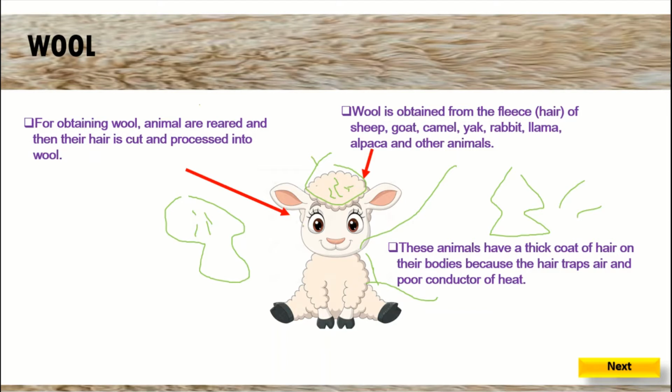So this fleece of the sheep will be cut in the summer season so that they will feel very comfortable, right? Otherwise they will get very warm. And this hair of the sheep is a bad conductor of heat, or a poor conductor of heat, because they will not allow the heat to come out. So the heat is trapped inside it, right?